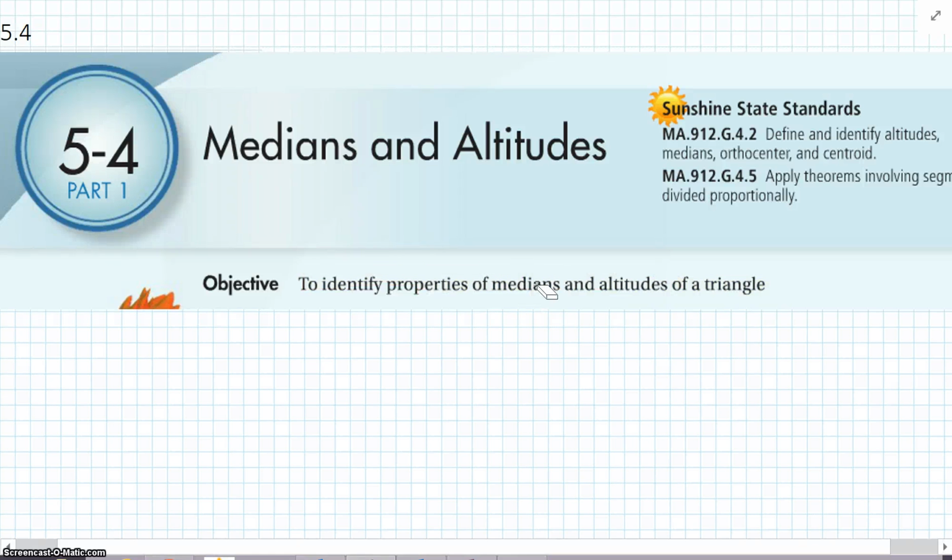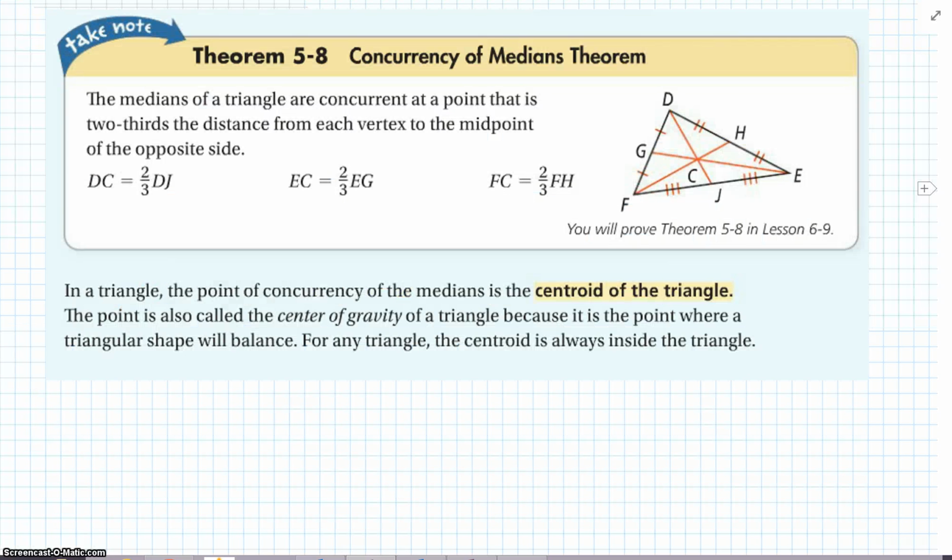Okay, chapter 5.4, talking about medians and altitudes. Today we're going to learn to identify properties of medians and altitudes of a triangle. Okay, theorem 5.8 says this, the concurrency of medians theorem. The medians of triangles are concurrent at the point that is 2/3 the distance from each vertex to the midpoint of the opposite side. So let's make sure we know what a median is.